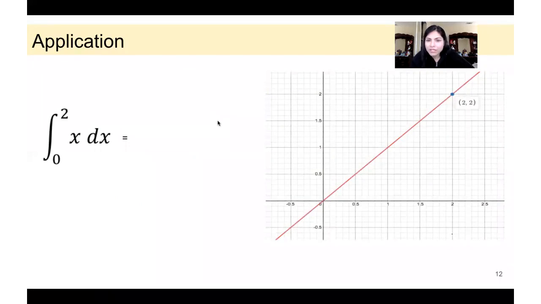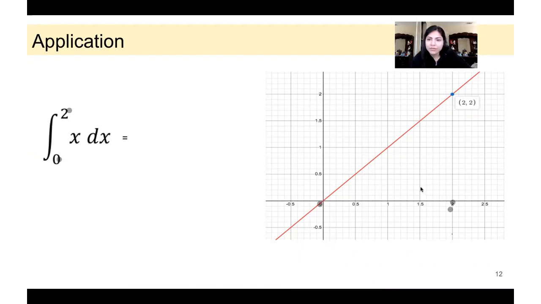So step one, I said, is you should graph this function on Desmos. How I inputted it was y equals x. And because we know that this symbol means find the exact area under the curve, let's go ahead and find the exact area under the curve from 0 to 2.